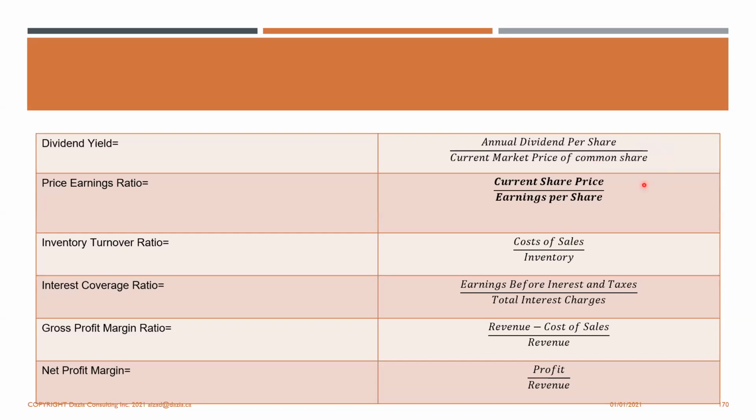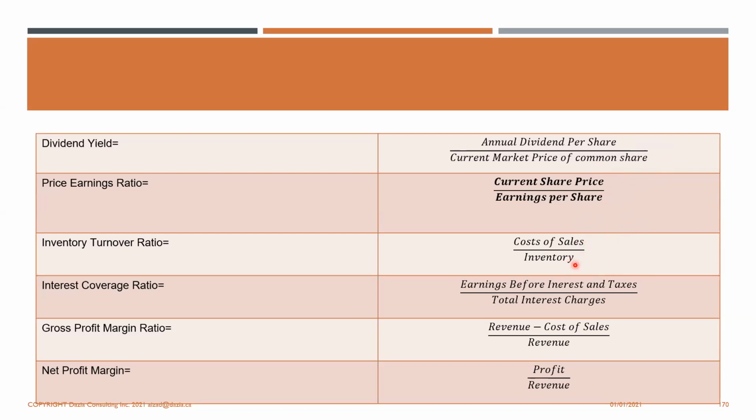Price earnings ratio is the current market price of the shares. If they're $20 in the market, and you have the EPS, you divide that, and that is your PE ratio. Inventory turnover ratio is cost of sales divided by inventory. How much are your expenses for all the factory costs, divided by inventory.